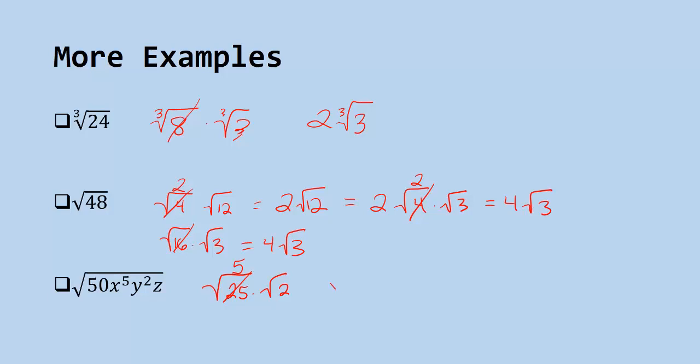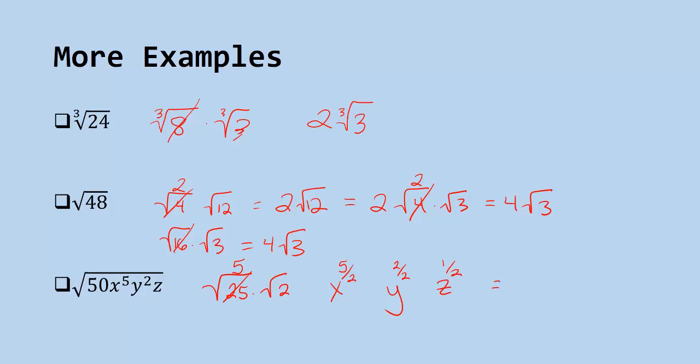Let's go to the x part. X to the 5 over the square root, 5 halves. Y, power of 2 over root 2. And z has a power of 1 over the root 2.